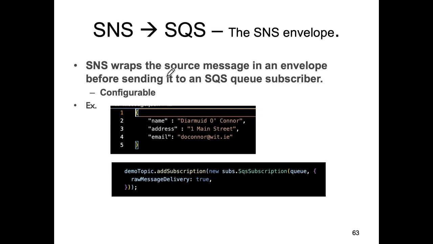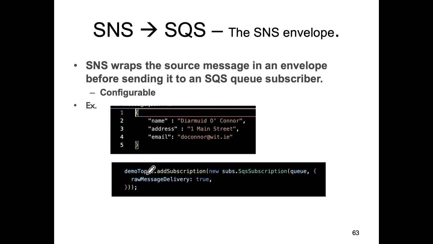But I'm saying that that is configurable. You can configure the SQS subscription so that there is no envelope put around the message, because maybe your Lambda just isn't interested in it. And the way you do that is using this simple little configuration option that's available to you when you are doing the subscription.